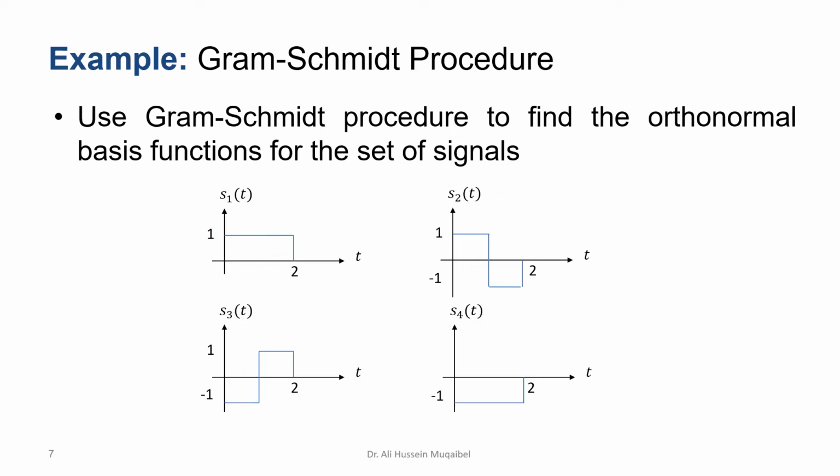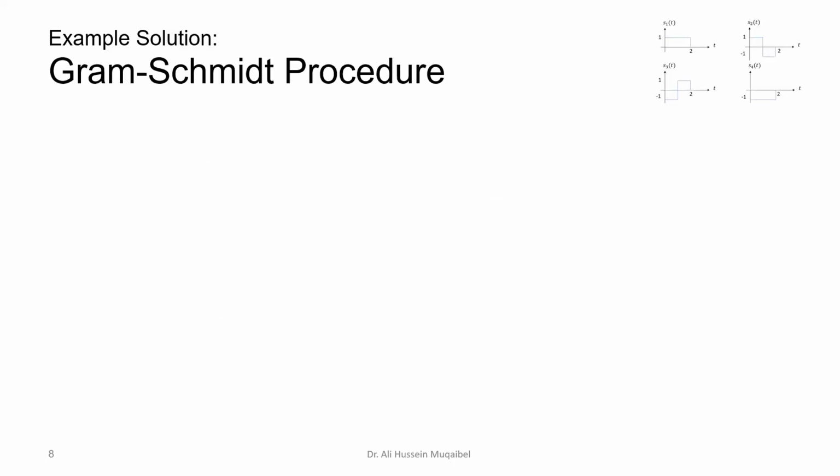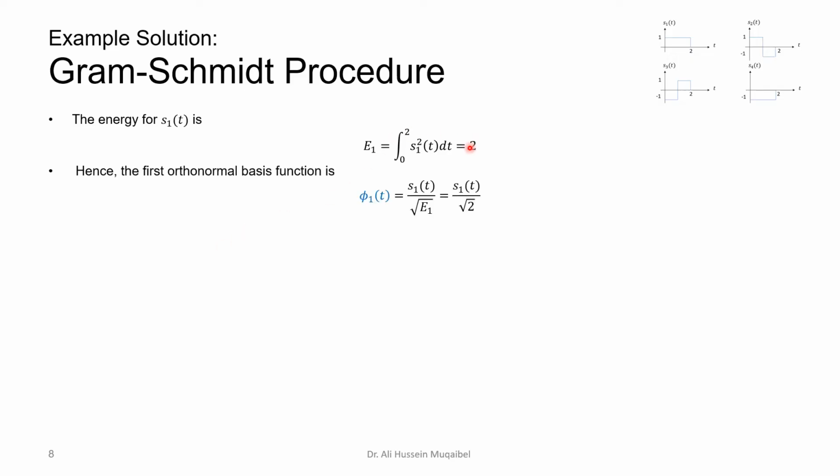Let's do this in a slower mode. In the same example, I find the energy of the first signal. It turns out to be 2. You will need to see the signal in a second to recall. The first base will be the first signal divided by the square root of the energy, which is 2, and I got the first base here. This is 1 over square root of 2 to make sure the energy equals 1. If you square it, that becomes half times 2, which equals 1.